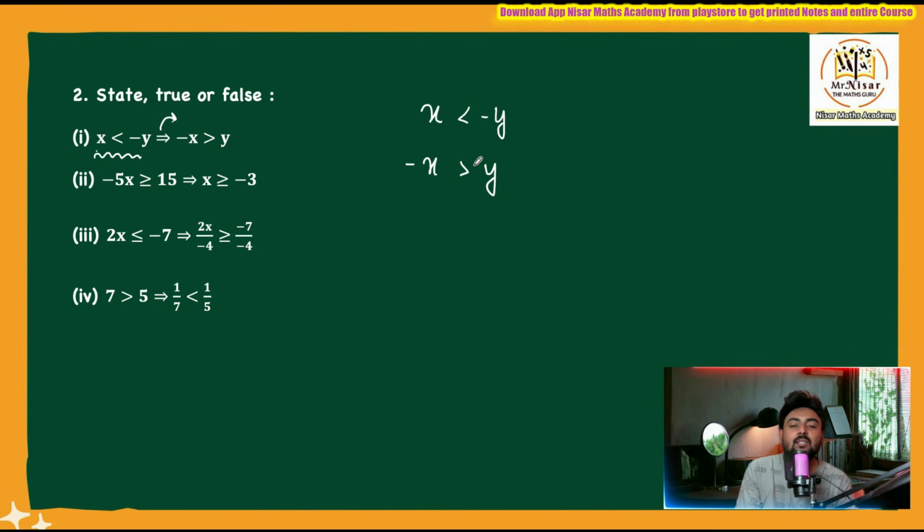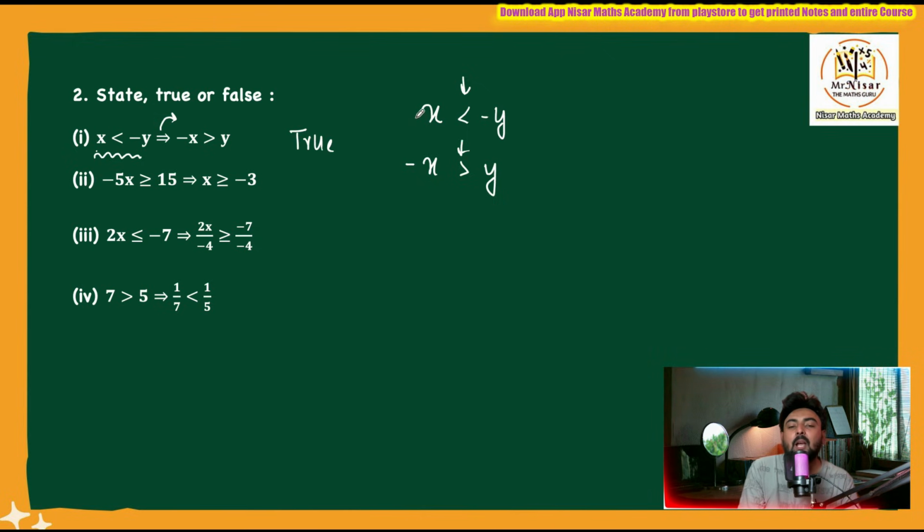So when the signs on both sides are changed, the sign of inequality has to be reversed. This was our rule number 5. So the sign of inequality has to change, and here it is already changed. So is it true or false? Yes, it's true.